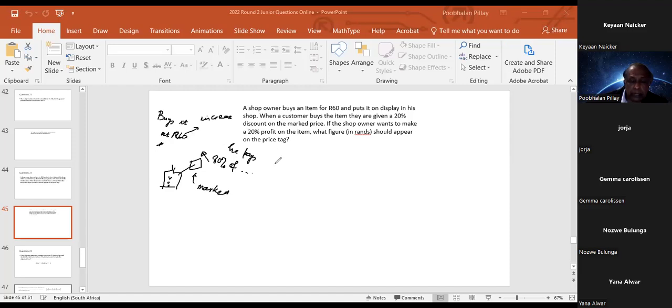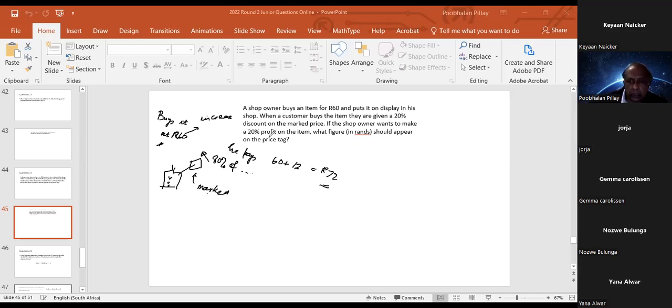So whatever he pays is going to be 60 plus 1/5, because the shopkeeper wants to make a 20% profit. So he collects 72 rands from this customer, and now he knows that he's got his 20% profit. But now we know that this thing here represents 80% of the market price.